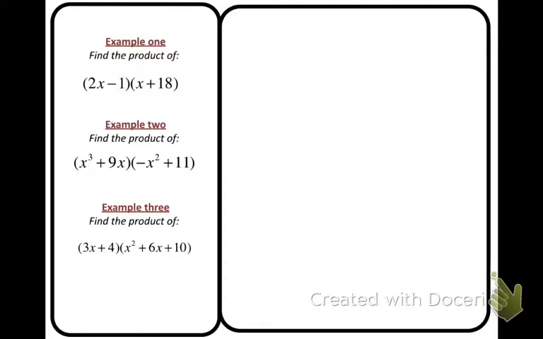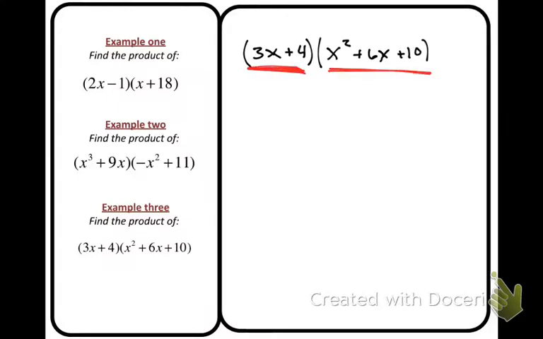Alright, example 3. We have 3x plus 4 times x squared plus 6x plus 10. Okay, so notice on this one we have a binomial, right? So we have one with 2 terms being multiplied to a trinomial, and we got 3 terms there. So this one is just going to require one additional distribution on each of these numbers.